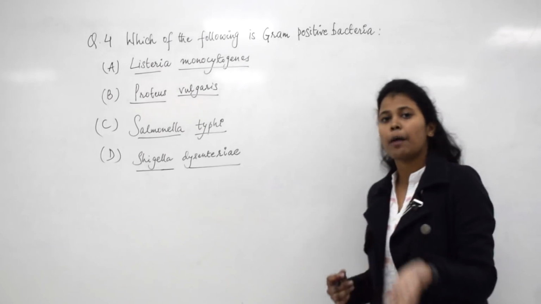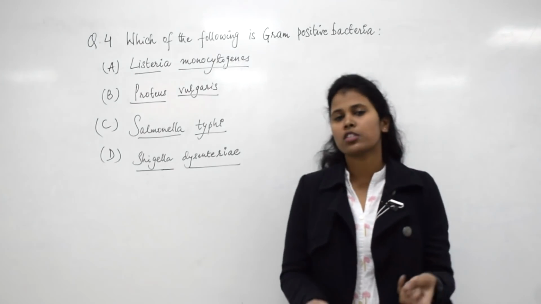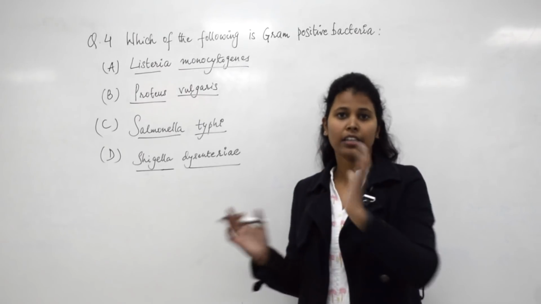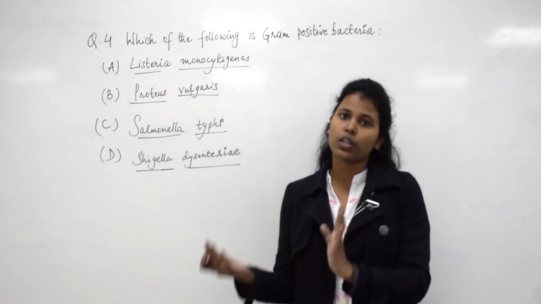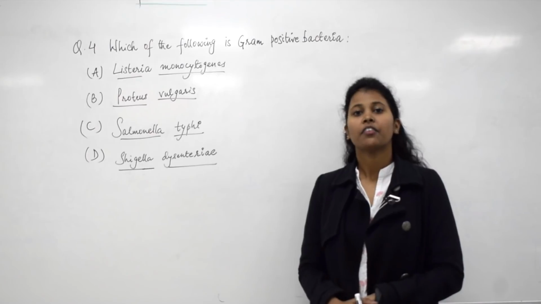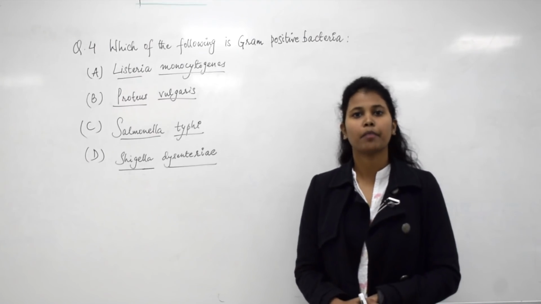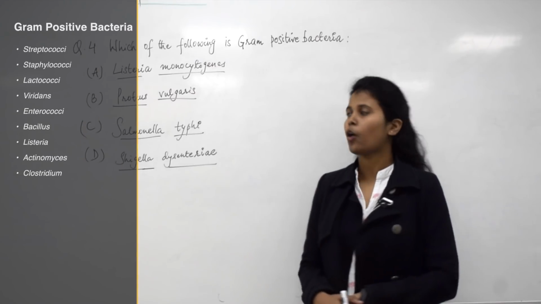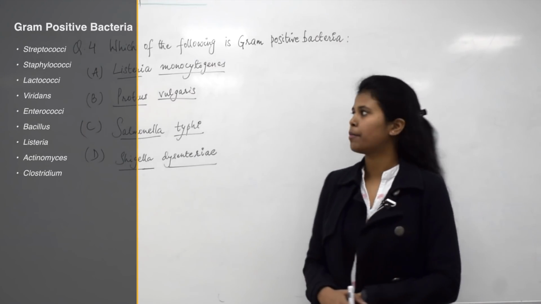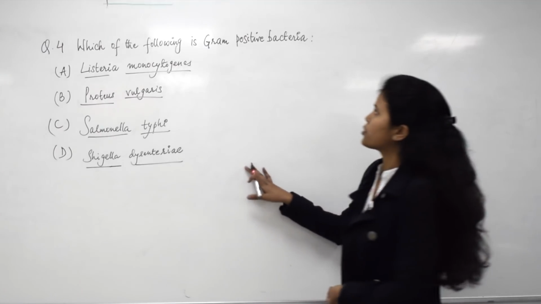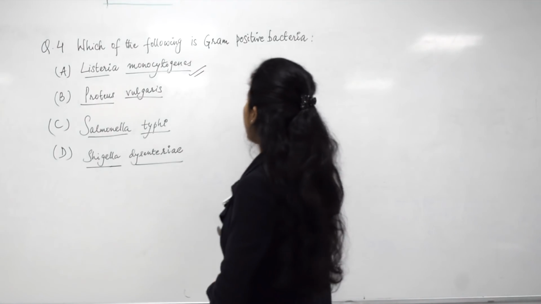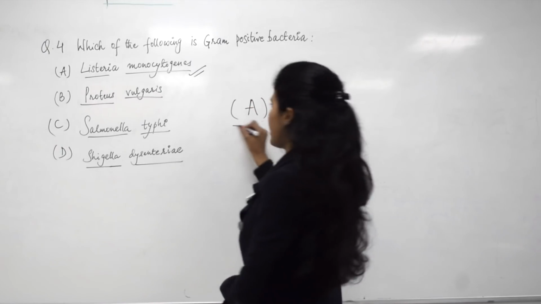For memorizing the gram-positive bacteria, two main ones are Streptococci and Staphylococci. From the letter P in their words, we can memorize that these are both positive bacteria. The remaining gram-positive bacteria can be remembered easily by making acronyms such as Love Black. As you can see on the screen, all these gram-positive bacteria can be remembered very easily. Out of these 4 options, the one which is gram-positive is Listeria monocytogenes. So the right answer for this question is option A.